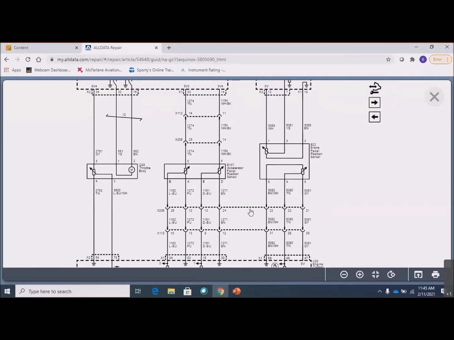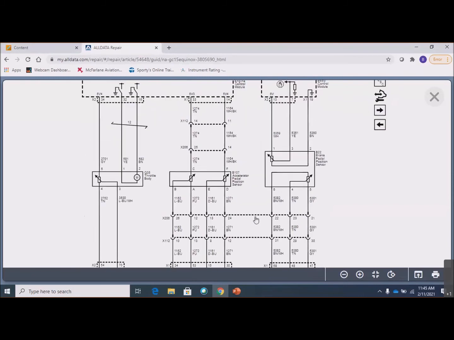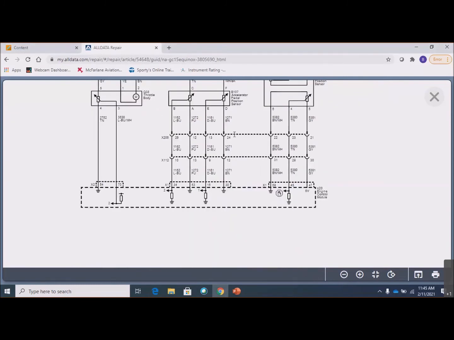APP1, I don't know if they have them labeled, and APP2. So this is one potentiometer. Going back to my slide, 3 wires, right? We have our reference voltage here on pin C. We have our ground, or what GM calls this low reference, but you can see here that it's actually a ground inside the computer, right?